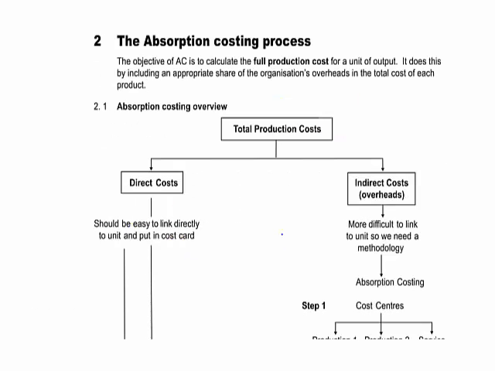So remember, our objective is to work out the full production cost of producing a unit, and that includes an element of the overheads. The total production costs then are the costs that exist because we have a factory, not because we have a business. So these are all of the costs associated with production.